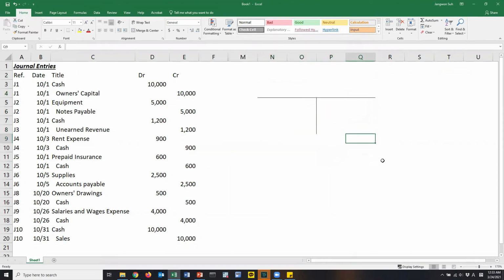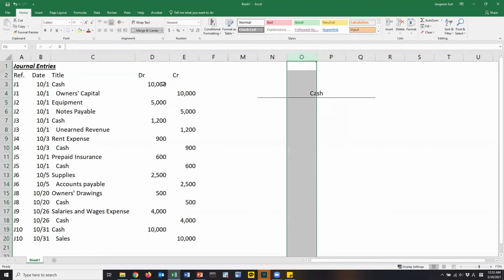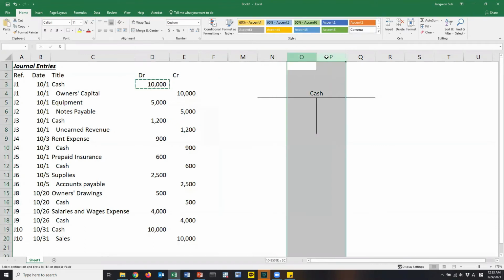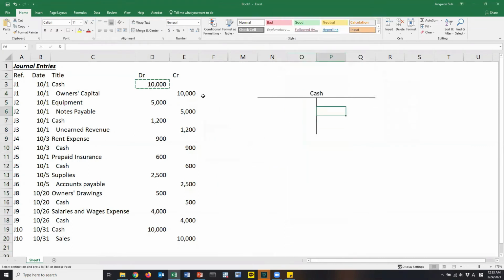Then on top, right, a T is here drawn. And then above the horizontal line, I will write down the account title, cash, as an example. And then you post all debit sides here and then credit side balances here. For example, something strange is happening.